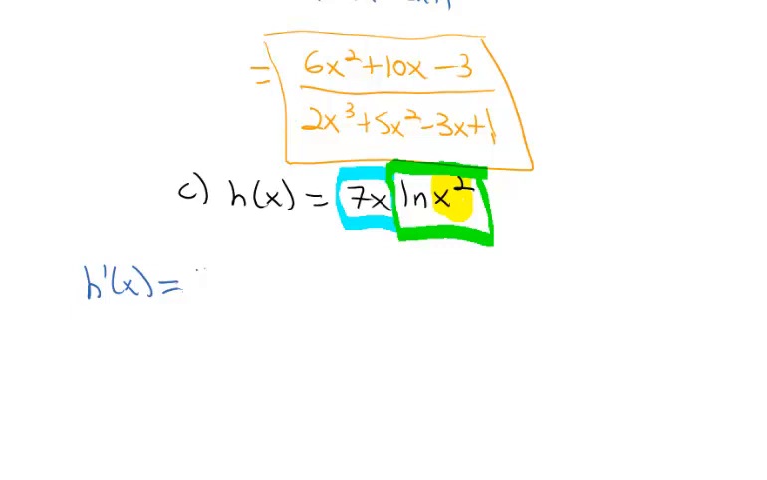H prime of x is equal to the derivative of the first, which is 7, times the second, natural log of x squared, plus the derivative of the second. The derivative of the natural log is 1 over the guts, 1 over x squared, times the derivative of the guts, which is 2x, times the second, times the first, which is 7x.